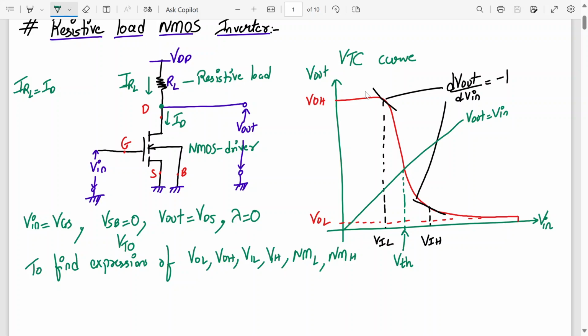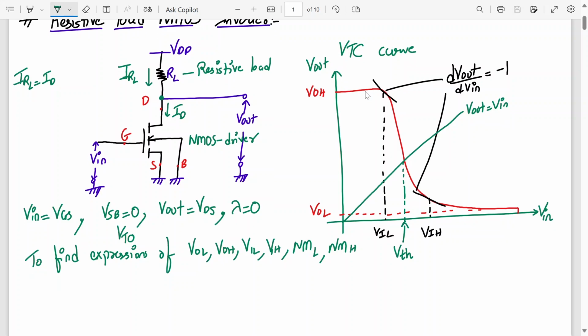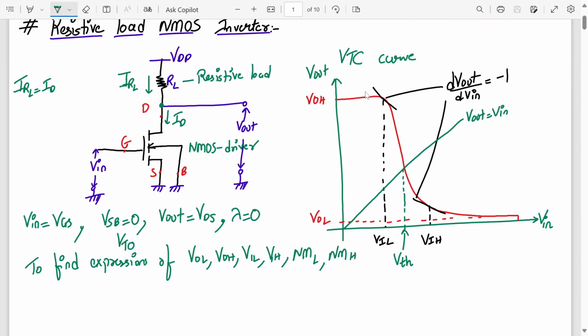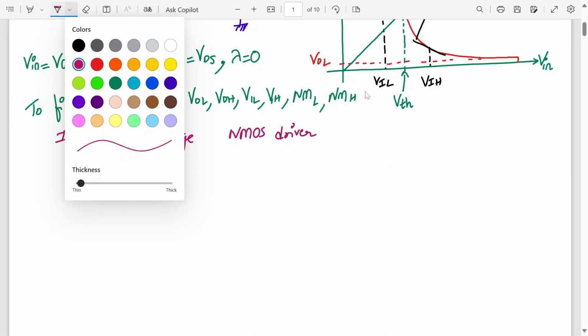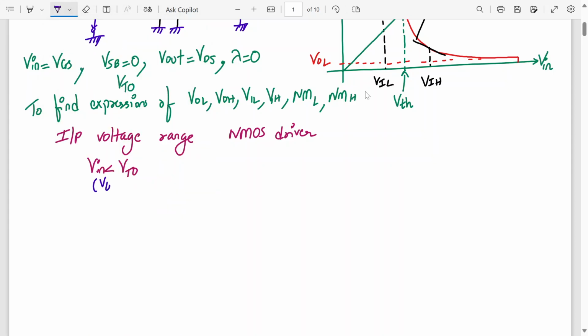Let me write those conditions. So what were those conditions? The table we have drawn: one input voltage range, and correspondingly we wrote the operating mode of the NMOS driver. So what was the range of input? Vin less than VTO. Vin is nothing but VGS, so this was nothing but VGS less than VTO. That means my transistor is in cutoff mode.